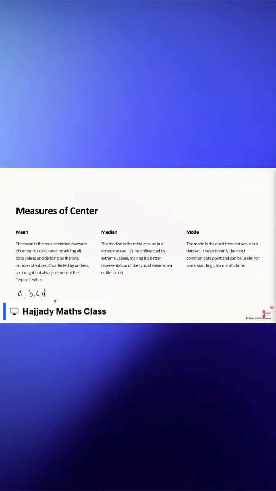For example, you can have A, B, C, D, E. Then you look for the middle value, which is going to be C, and this is going to be your median. But in some cases, you can have even numbers, or you can have odd numbers. In this case, we are having odd numbers, which is 1, 2, 3, 4, 5.